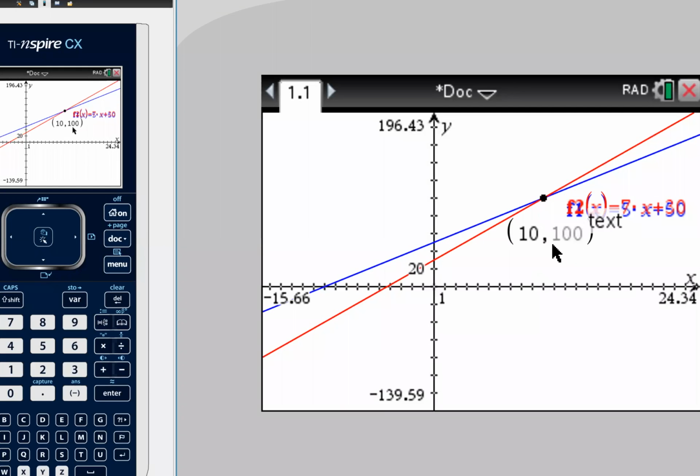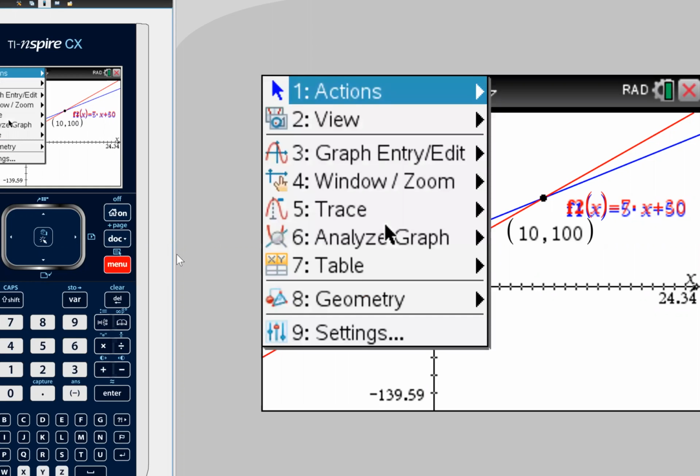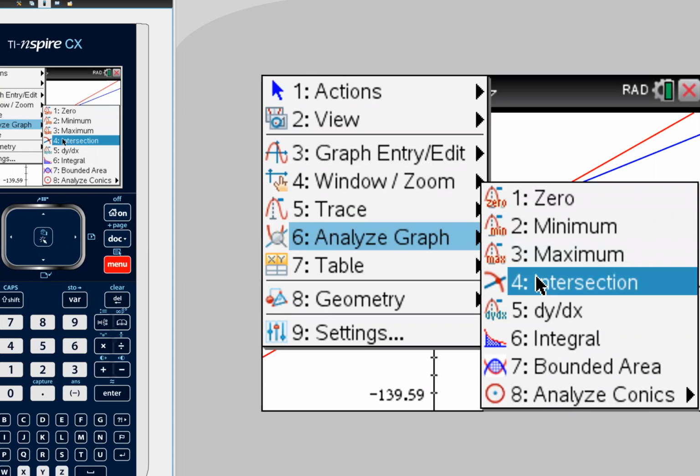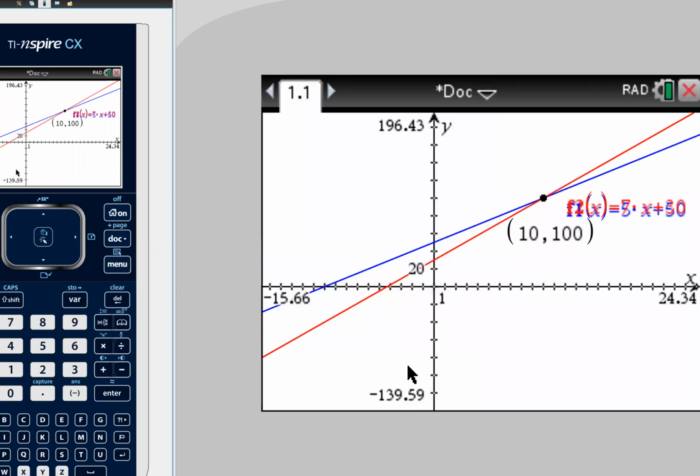Now, I also want to bring up a point. Please use this feature whenever you can to check your answer. The menu, 6, and then the 4. This will work for any one intersection, one solution problem, whether it's a decimal or whether it is a big number like 10 and 100. So that's going to work every single time.